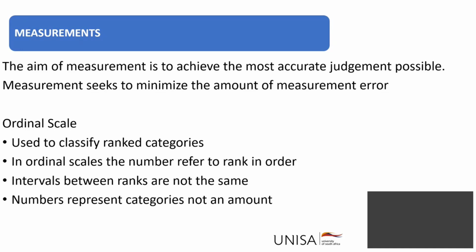Now, before we talk about measurements, which is what some of you probably have done, let's just look at the aim of measurement. The aim of measurement is to achieve the most accurate judgment possible. Measurement seeks to minimize the amount of measurement errors, because one moment you measure this, but the next moment you measure something else. So let me check with the students that have already completed their dissertations, or are about to, or those that have collected data, how they deal or intend to deal with issues of measurement, especially when it relates to instruments that they are going to use to collect data.